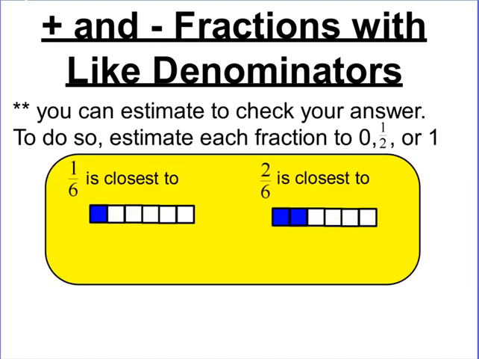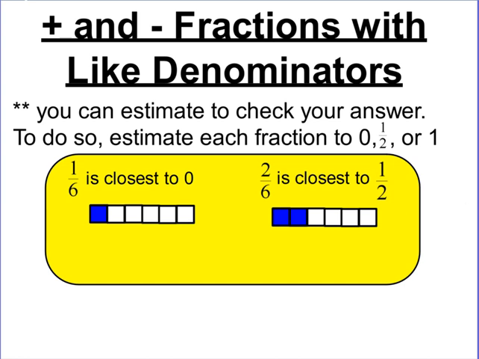So we're going to estimate both of the fractions from the problem to either 0, 1/2, or 1. And the pictures might help us do that. 1 out of 6 is closest to having none colored in. It's closer to that than it would be to having half colored in or all colored in. So 1/6 we're going to estimate to 0. 2 out of 6 is closer to 1/2 being colored in than none at all. So 2/6 we're going to estimate to 1/2.